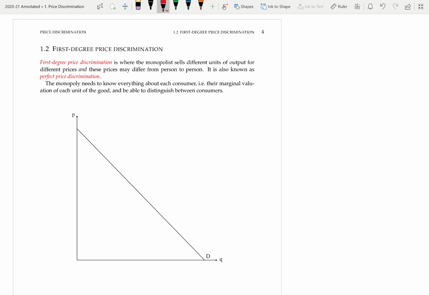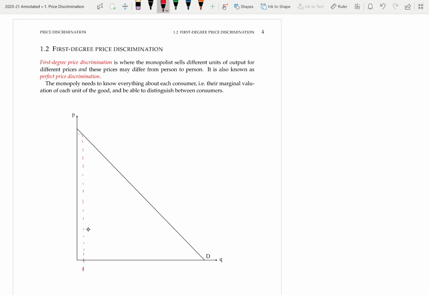So we have a downward sloping demand curve. We have the price as usual on the vertical axis and the quantity on the horizontal axis. And we'll start by thinking about what that demand curve actually represents. So let's think about the first unit here. How much are consumers willing to pay for the first unit? Well, if we look at the height of the demand curve, that tells us exactly how much consumers are willing to pay. So the amount consumers are willing to pay is the height of the demand curve.